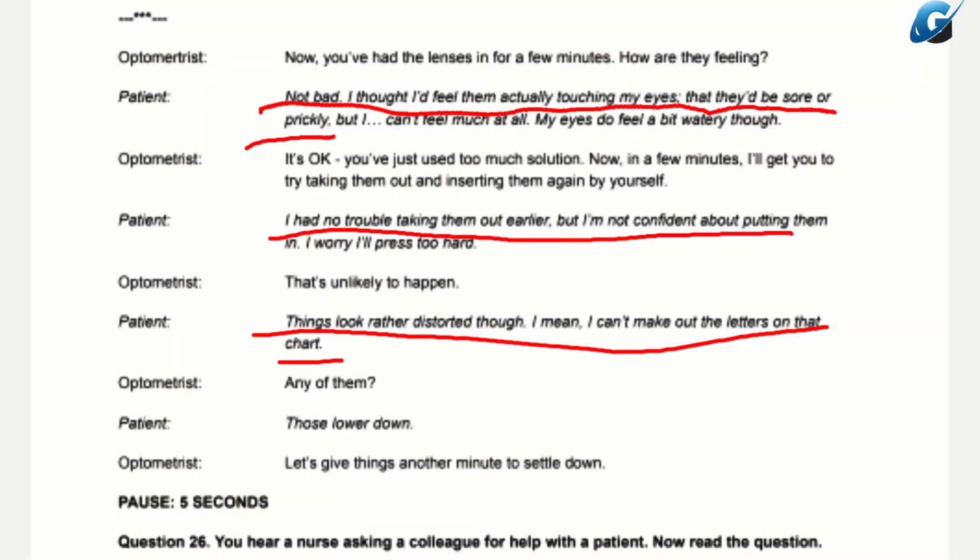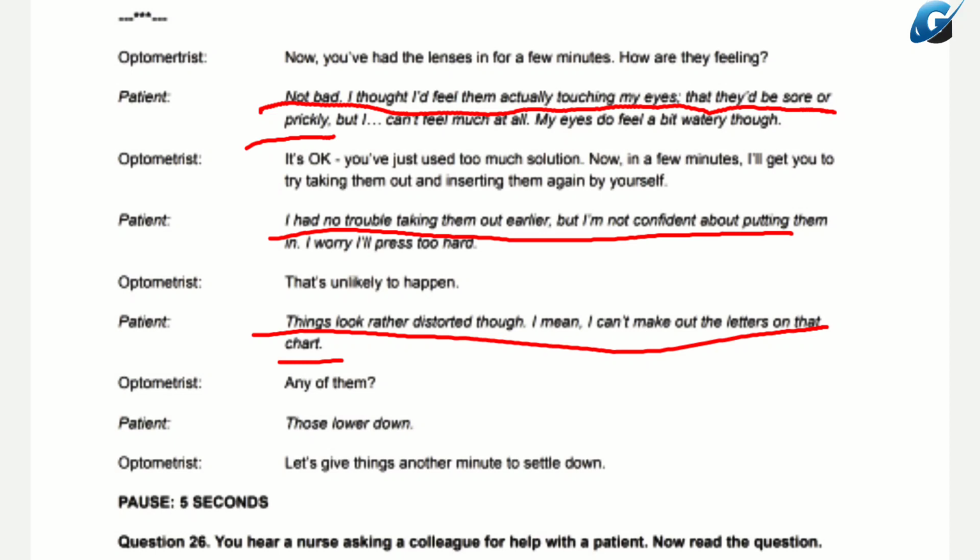For your understanding, I have taken the transcript over here. See, in the patient's statement, he says, when asked about the feelings when he is using the lenses, it's not bad. I thought I would feel them actually touching my eyes, that they would be sore or prickly. He was thinking like that, but I can't feel much at all. So he's saying directly that he's not feeling any pain or soreness. Instead of pain, they have used soreness over there.